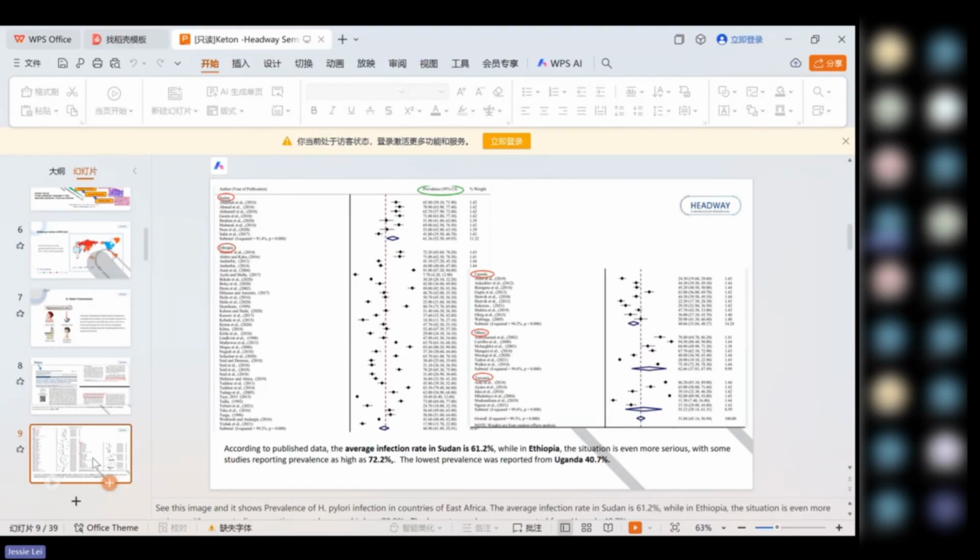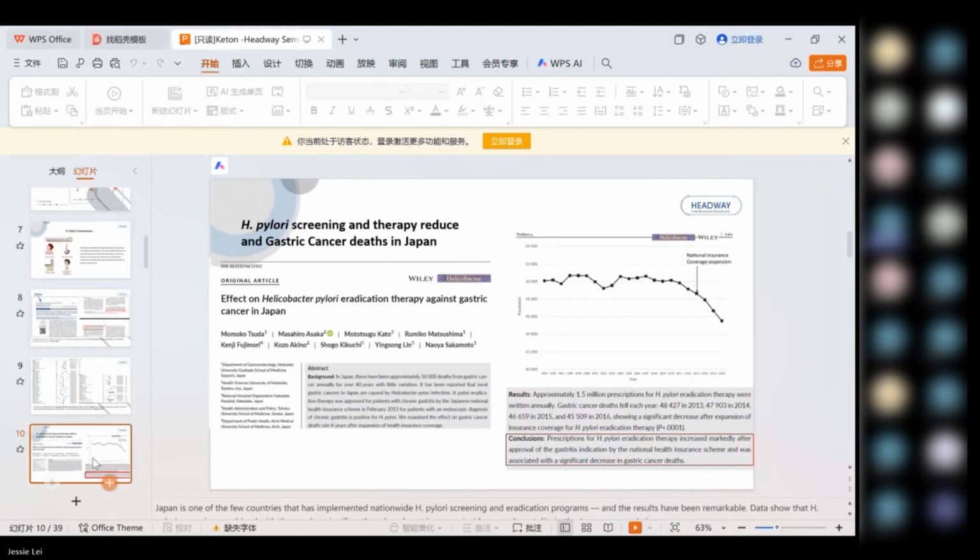The average infection rate in Sudan is 61%, while in Ethiopia, the situation is even more serious. Some studies report prevalence as high as 72%. The lowest prevalence was reported from Uganda at 40%. Actually, these high rates are not just numbers. They reflect a massive ongoing health burden, especially in the regions where early screening and accurate diagnosis are still limited.